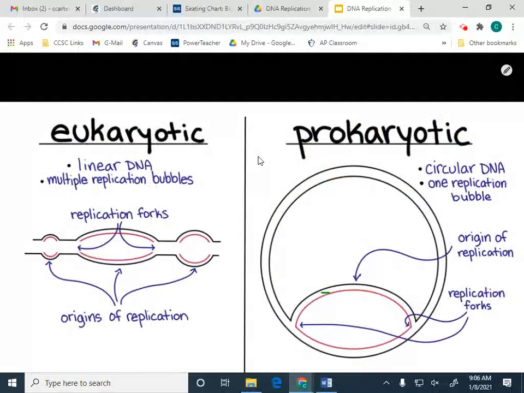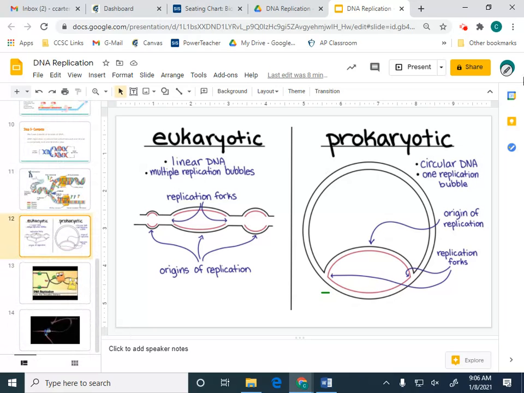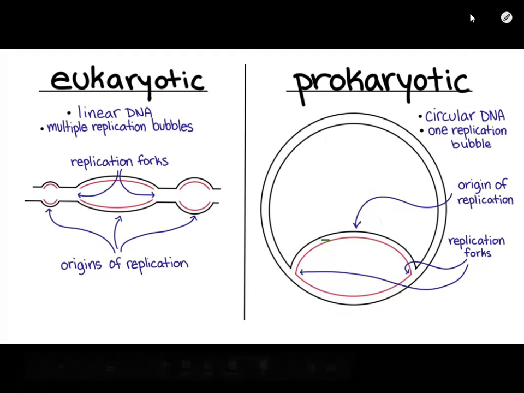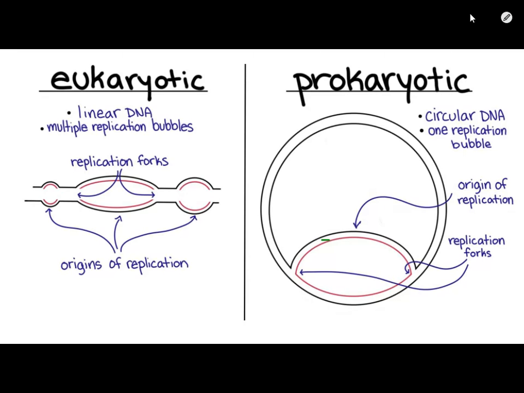Oh, wait, I have one more slide. Sorry, I forgot I added this. Prokaryotes and eukaryotes are different. Remember, prokaryotes are cells that don't have a nucleus, so their DNA is a circle, whereas our DNA is just one long string. That's why we need a nucleus to protect it.